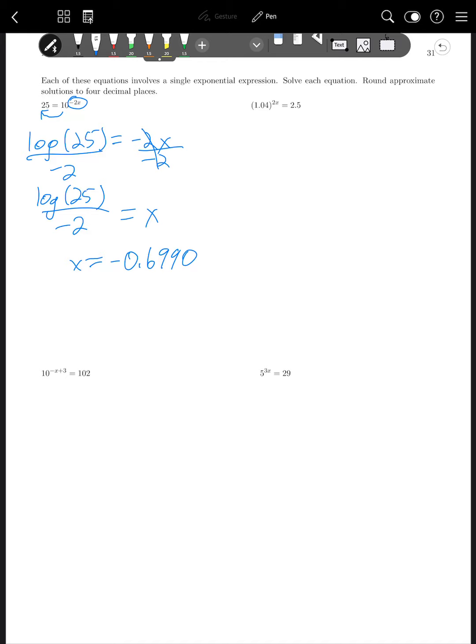Okay, so if we did the next one here, it'd be the same idea, right? So I change this into a logarithm. So move the base of the exponential to the other side.